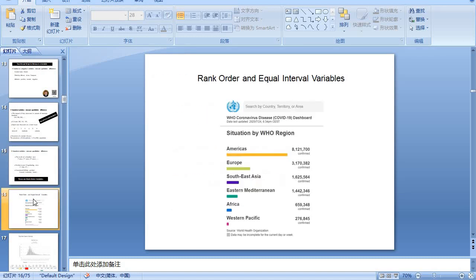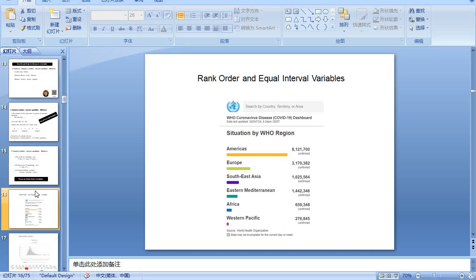Let's look at details of numerical variables. Numerical variables can be measured at least 2 ways. One way, a more crude or less precise way of measuring numerical variables, is rank order variables. And a more precise way of measuring numerical or quantitative differences is equal interval variables.